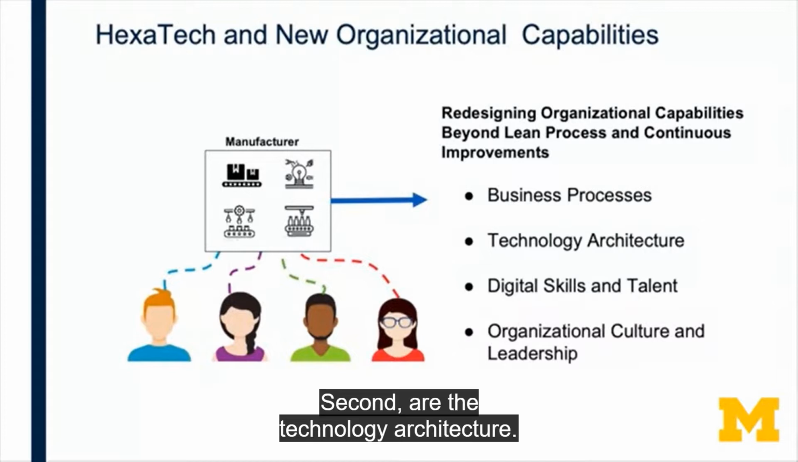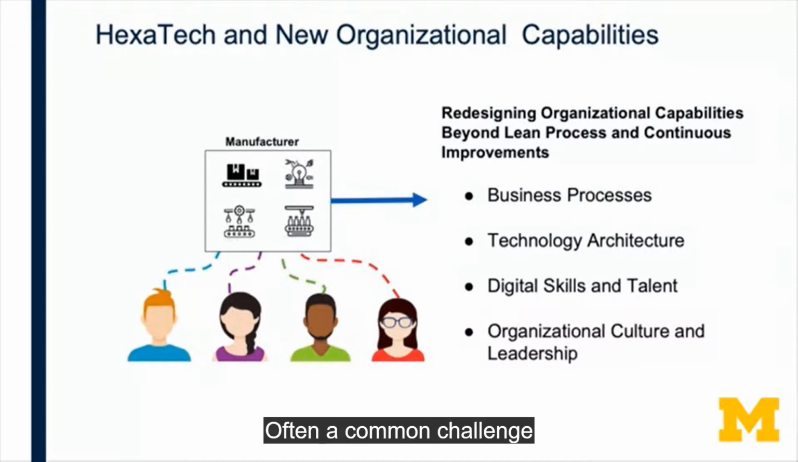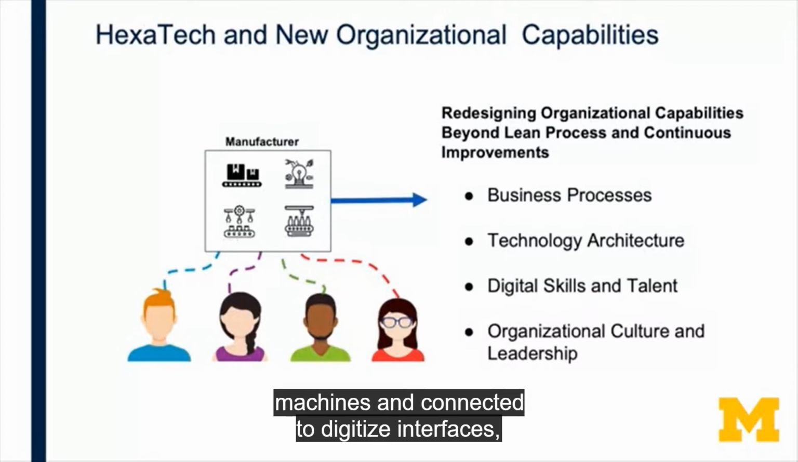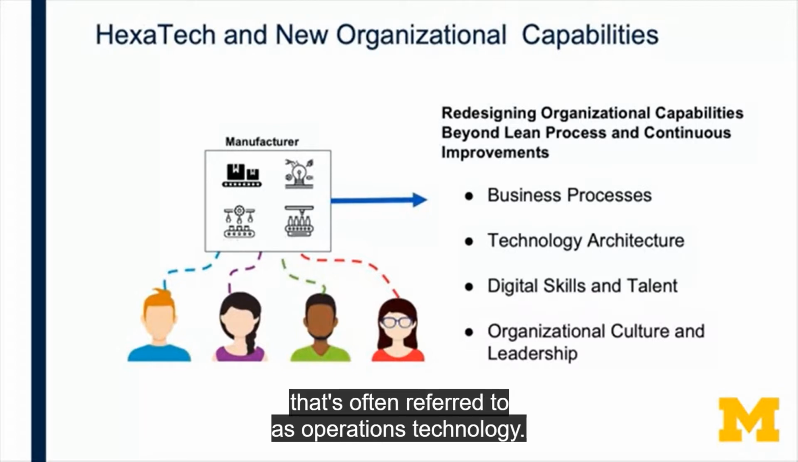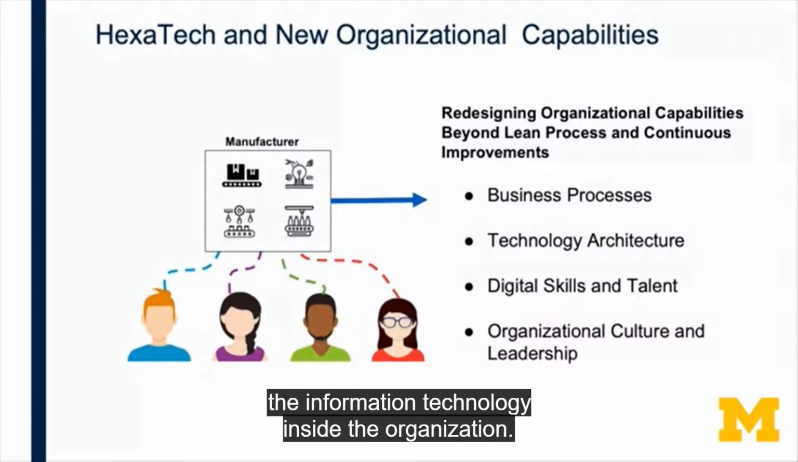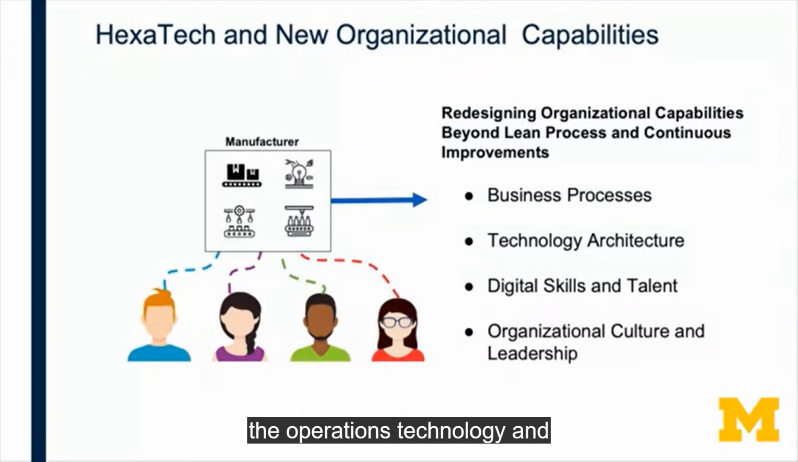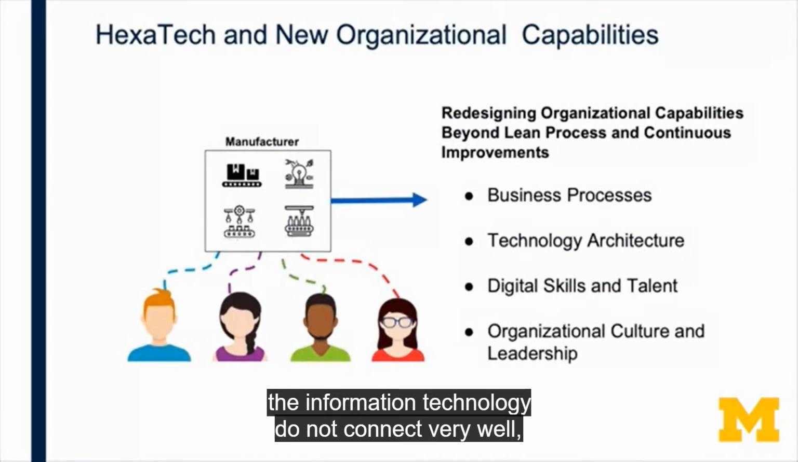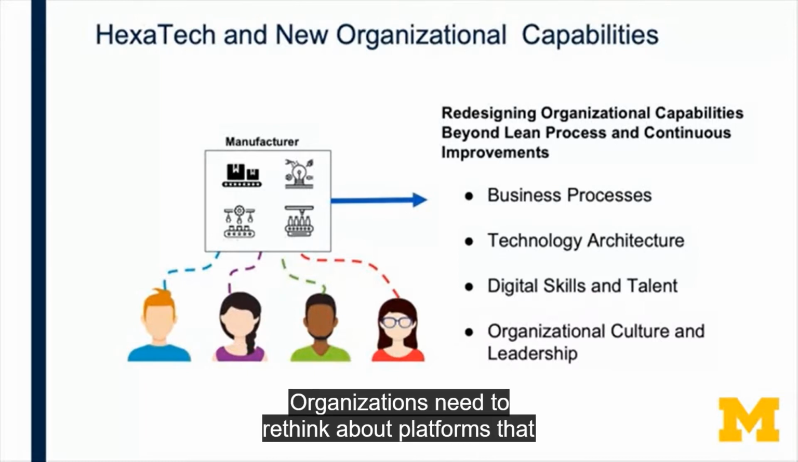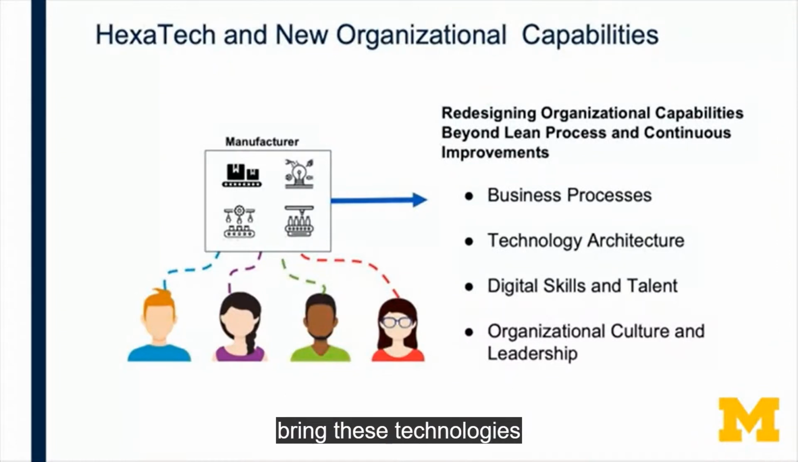Second, at the technology architecture. Often a common challenge within manufacturing firms is that the automation of separate units and machines connected to digitized interfaces, that's often referred to as the operations technology. Whereas the digitization of business process that runs the business is often referred to as the information technology inside the organization. It's often the case that the operations technology and the information technology do not connect very well. And that gap creates a lot of challenges. So organizations need to rethink about platforms that bring these technologies together for seamless integration.